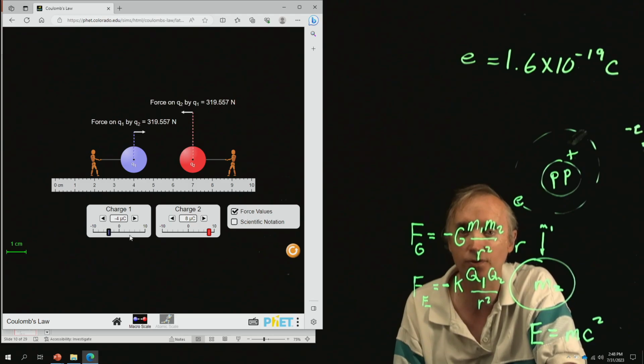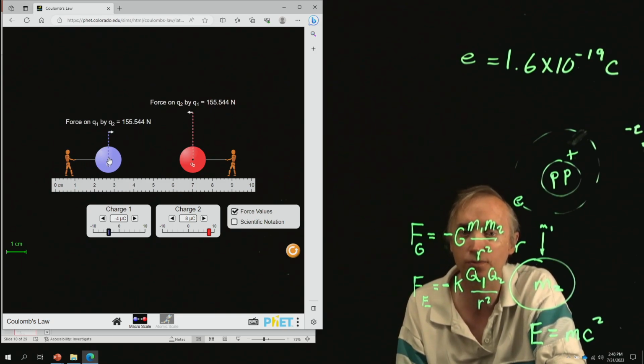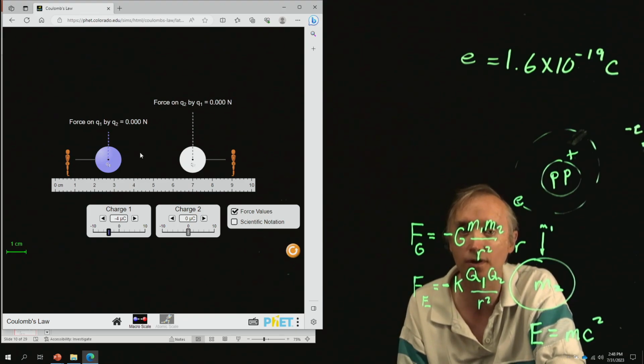So one of the things you can do is you can grab the balls and you can move them back and forth. So as you move these balls back and forth, each ball is going to have a certain amount of electrical charge on it. Now you can control the amount of electrical charge down here. So you've got the charge on ball number 1, and then you got the charge on ball number 2. And so you can either use the slider or you can use these buttons, and you can change the amount of charge on them.